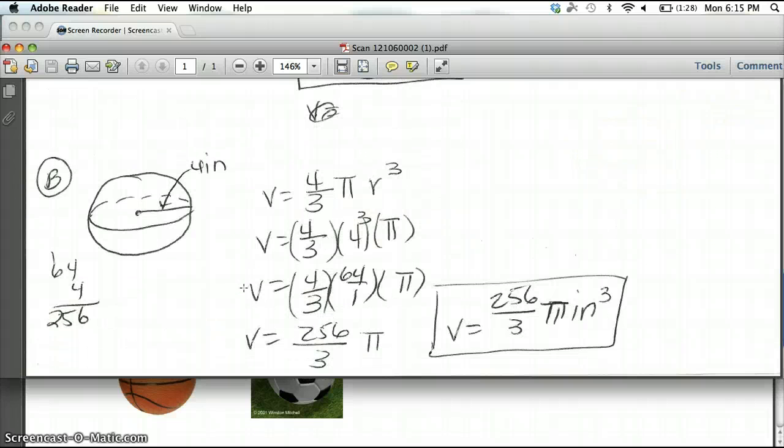Let's look at example B. Again, our formula for a sphere is 4/3 pi radius cubed. The only thing we're looking for is our radius. In example B, our radius is 4. So the volume is 4/3 times 4 cubed times pi. Our 4 cubed is 4 times 4 is 16 times 4 is 64. So 4/3 times 64 over 1 times pi. 64 times 4 is 256 over 3. So 3 does not go into 256, so the volume is 256 divided by 3 pi inches cubed, and that is the volume of our sphere.